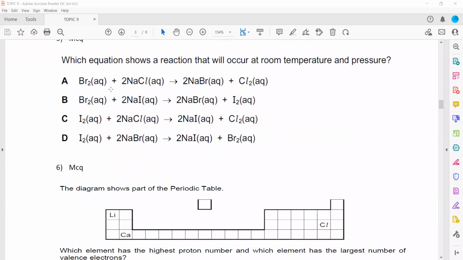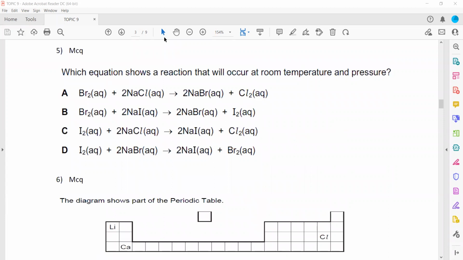In question 5, which equation shows a reaction that will occur at room temperature? Always remember, the more reactive halogen displaces the less reactive halogen from its compound. So fluorine, chlorine, bromine, and iodine. Fluorine is the most reactive and iodine is the least reactive. So if an element is above the other one, it can displace.